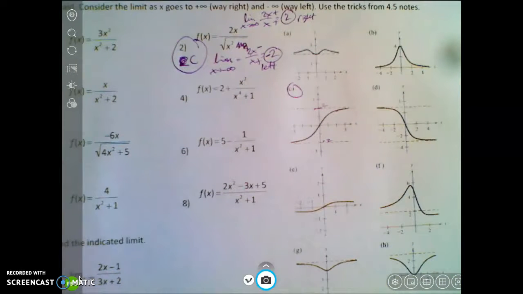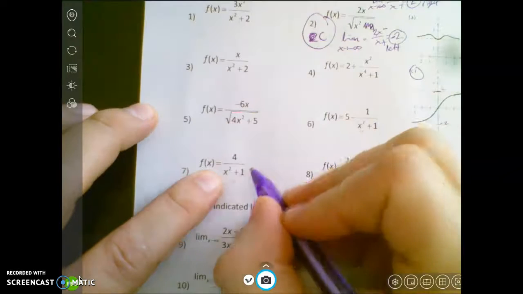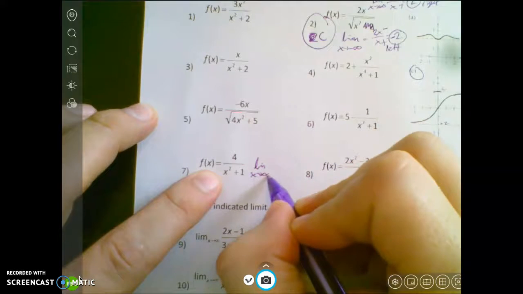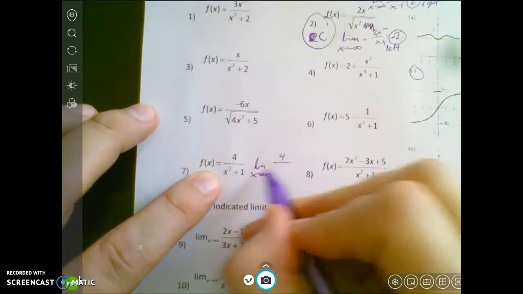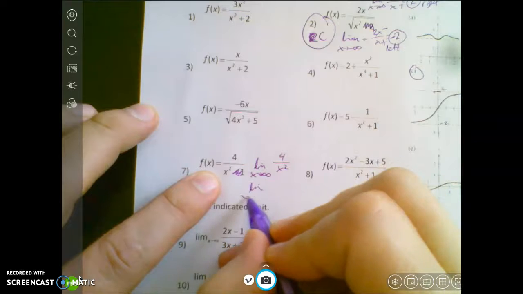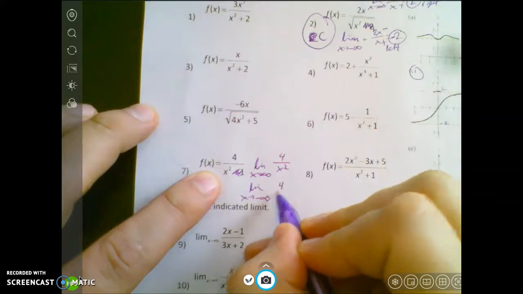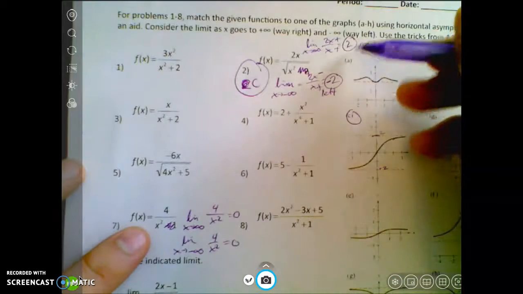Let me see if we can do one of these zero ones. Okay, let's go with this one here. How did I know it was a zero one? Because it's a bottom heavy one. The limit as x goes to regular infinity, that's from way out to the right. And remember, the plus 1 doesn't do anything. And then the limit as x goes to negative infinity. Now, the answers to both of these are 0, right? Similar to this last one.